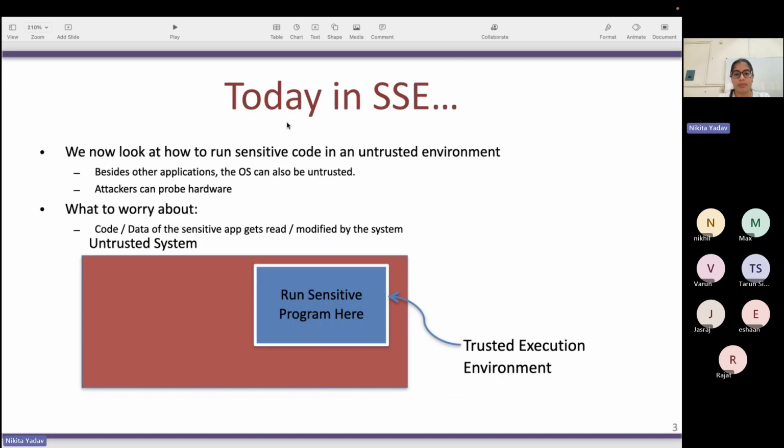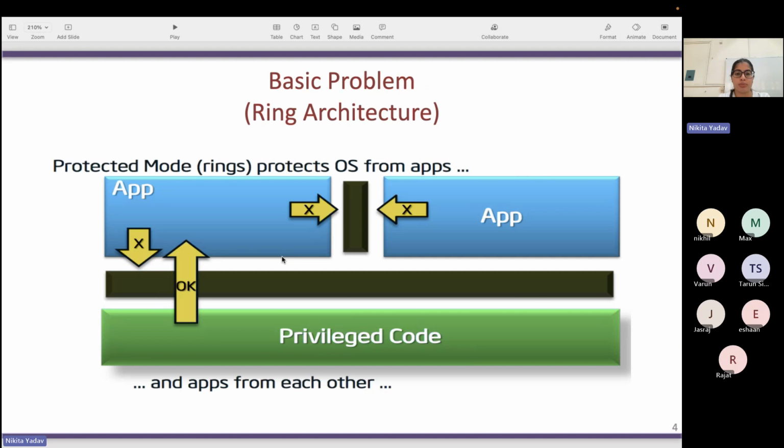So why does this problem exist, that if you run this sensitive application in your system, then what's the problem basically? The problem exists because of the ring architecture. As we know, your x86 has these four protection rings.